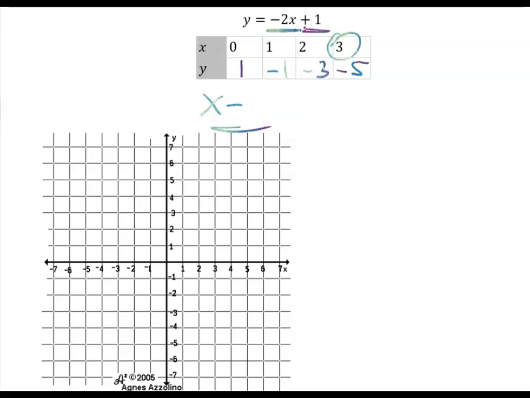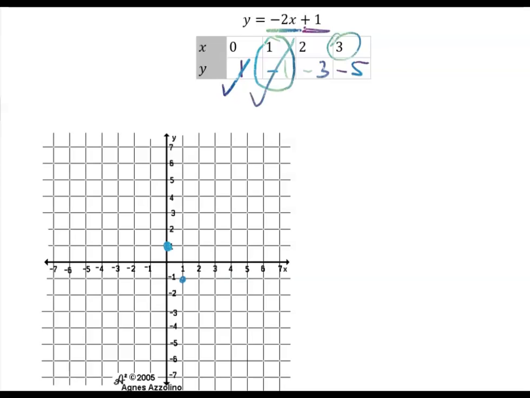Okay, so now we've got our coordinates. We can plot these onto our graph. So when x is 0, y is 1. So we go across 0, which is nothing at all, and then up 1, and we put a dot, and there's our first point. When x is 1, y is minus 1. So x is 1, y is minus 1, put a dot.